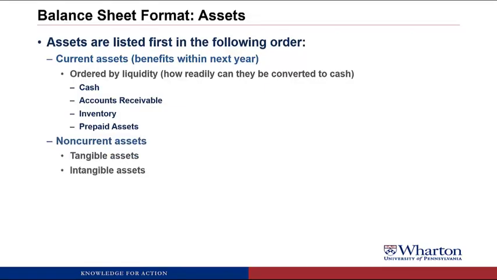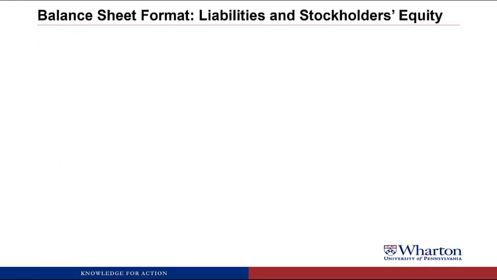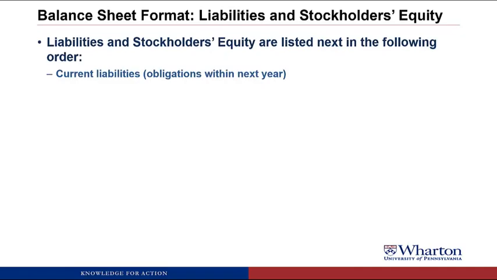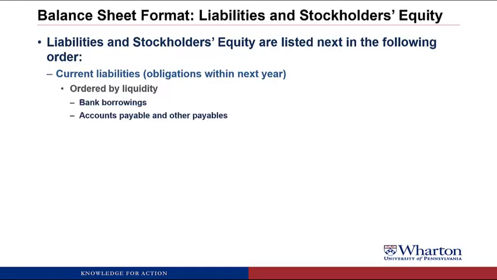Then we have non-current assets, including the tangible assets, the property, plant, and equipment, and then the intangible assets, which would be things like software, trademarks, or this thing called goodwill, which we get from an acquisition, and we'll talk about later in the course. Then come liabilities and stockholders' equity, starting with current liabilities, which are obligations within the next year. Again, ordered by liquidity, so we'll see bank borrowings, accounts payables and other payables, and then deferred revenues and other non-cash current liabilities last in this section.